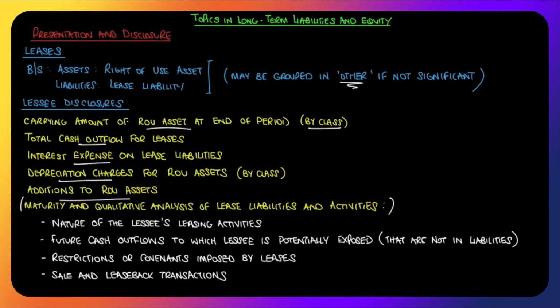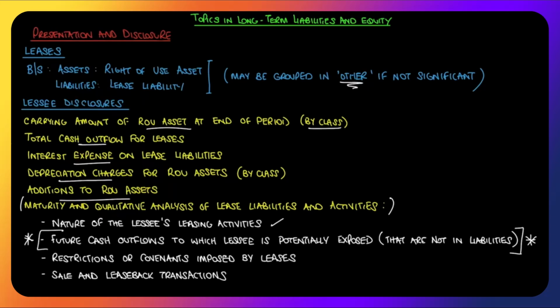And you need what the standards call a maturity and qualitative analysis of lease liabilities and activities. So the nature of the leasing activities, nothing more specific than that. Future cash flows to which the lessee is potentially exposed. That's what jumps out to me as being exciting.